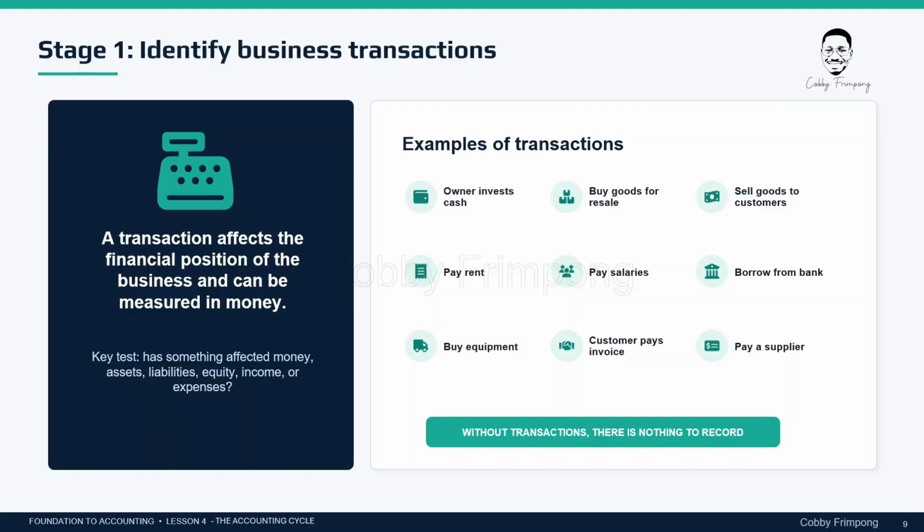Not every activity is an accounting transaction. A discussion about a possible sale is not yet a transaction. The key question is whether something has happened that affects money, assets, liabilities, equity, income, or expenses.